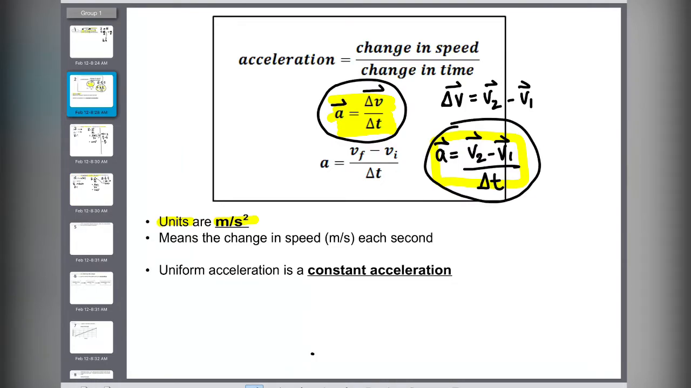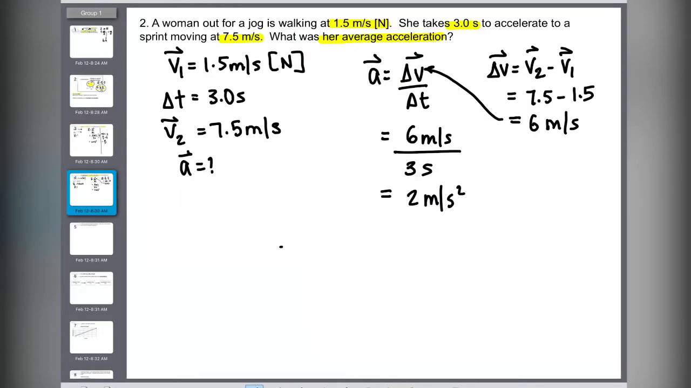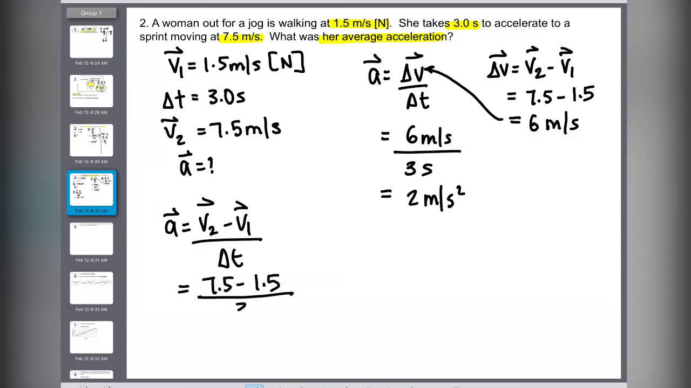Remember how we have this one that's in yellow? We can use this one too, right? So if you want to do that, I'm just going to do it quickly to show you. You are allowed to do it all together in 1 step, but you have to write your equation out correctly. Okay, so 7.5 minus 1.5, divided by t.